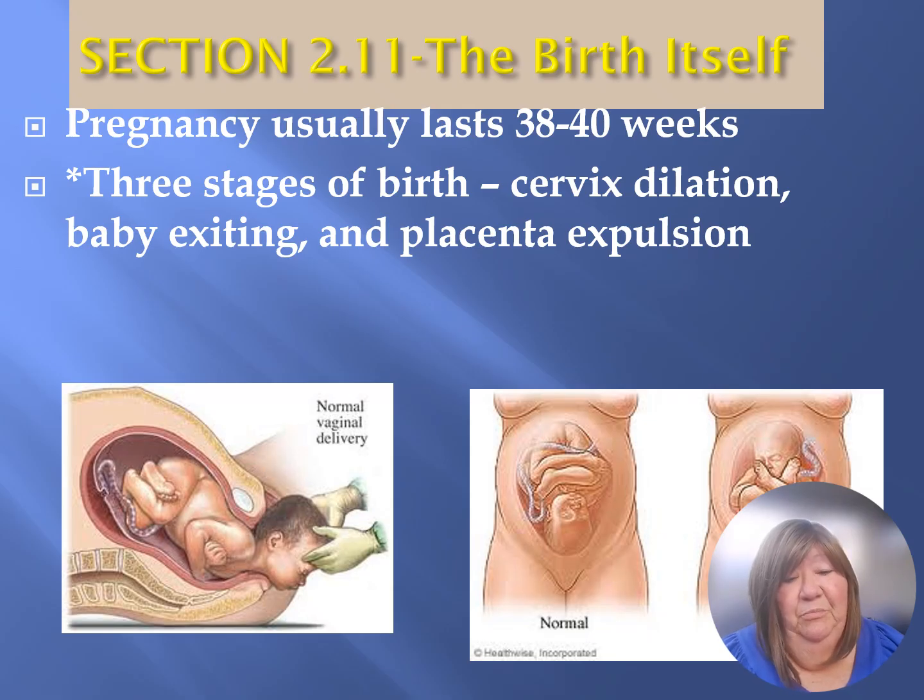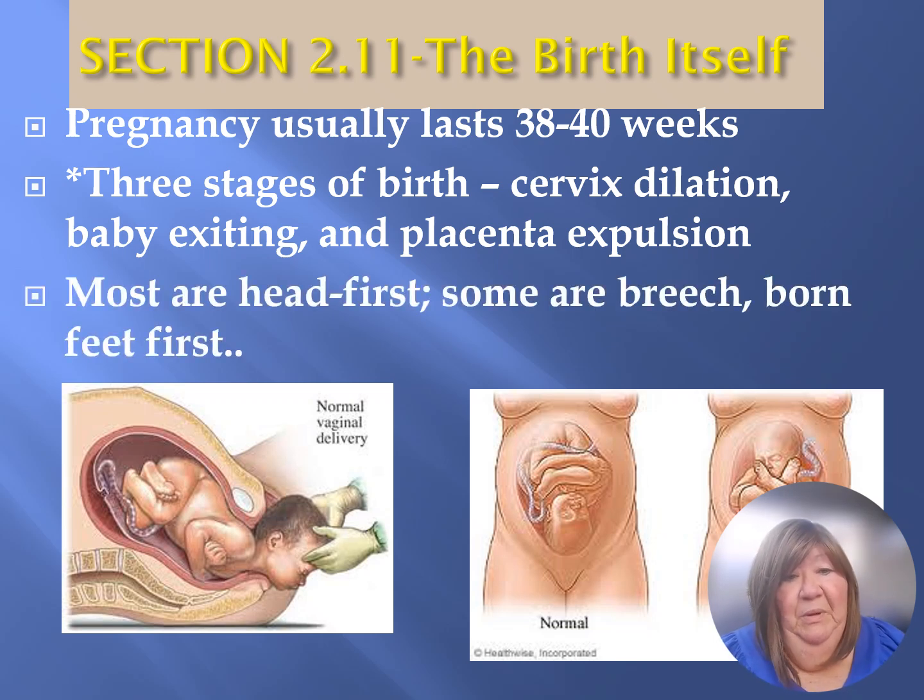The next stage of birth is when the baby's actually coming out. And then there's the 3rd stage of labor, which is placenta expulsion. Most babies are born head first. Some are breech, which means they're born with their feet first or their bum first. It's amazing that with all the births in the world, not very many things go wrong. But when they go wrong, they seem to really go wrong.